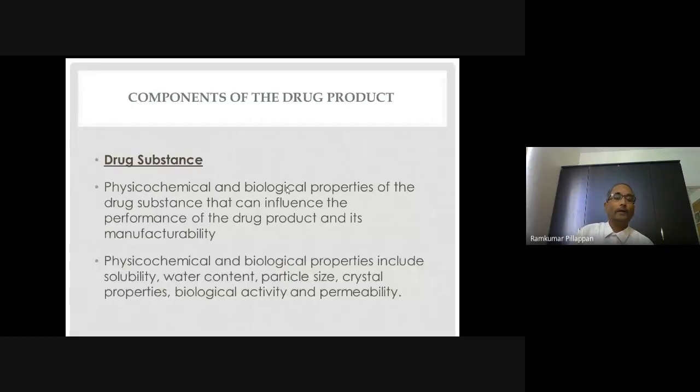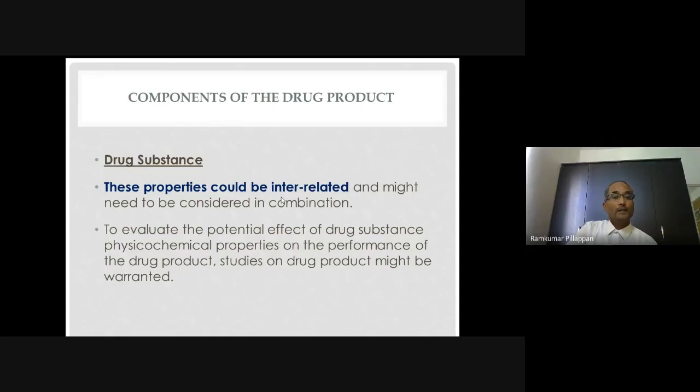Crystal properties. Again, crystal properties can influence two major things. One, the very solubility. Two, the stability of the drug. So crystal properties are to be controlled in industry. And of course, last but not least, the bioavailability and permeability do play a major role for a drug substance. These properties could be interrelated.